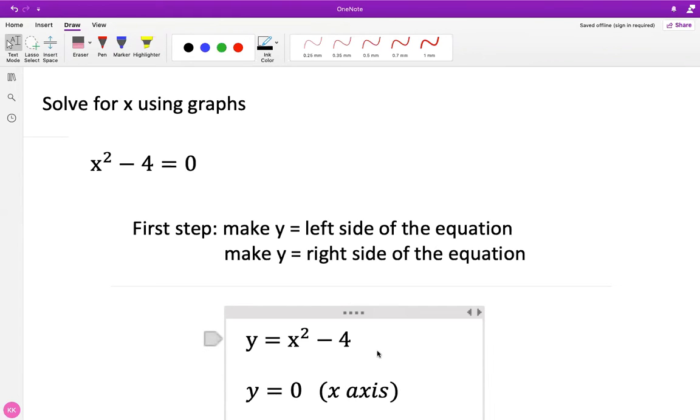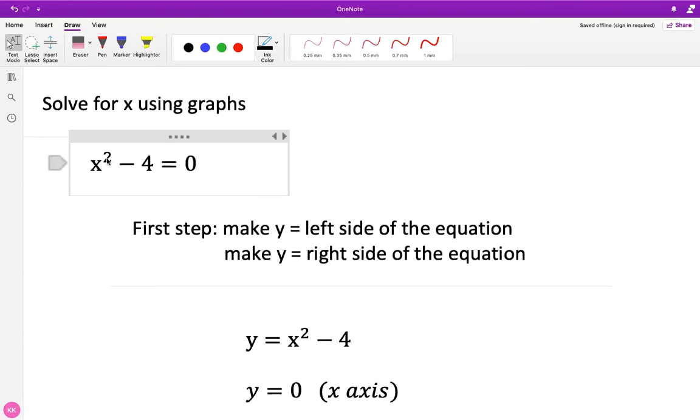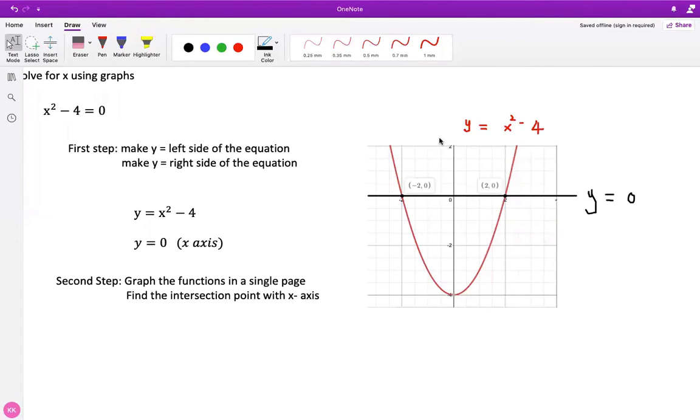Remember, I need to find where this function intersects with the x-axis, and this is my solution. On the right-hand side, I show you the graph of y equals x squared minus 4 and also y equals 0. The red curve is y equals x squared minus 4, and y equals 0 is the x-axis. So the solution for x is the intersection point. I'm going to look for the x value of the intersection points.